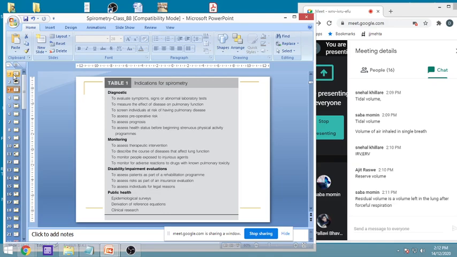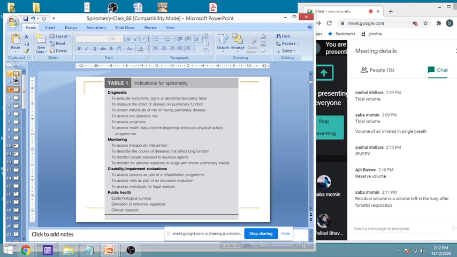It evaluates symptoms, signs of abnormality, and laboratory tests. Suppose there are some tests which indicate there is some respiratory problem, then it helps to measure the effect of disease on pulmonary function. It screens individuals at risk for pulmonary disease. It assesses pre-operative risk. Then it checks the prognosis, particularly if respiratory disease is already there. It assesses the health status before beginning a strenuous physical activity program.